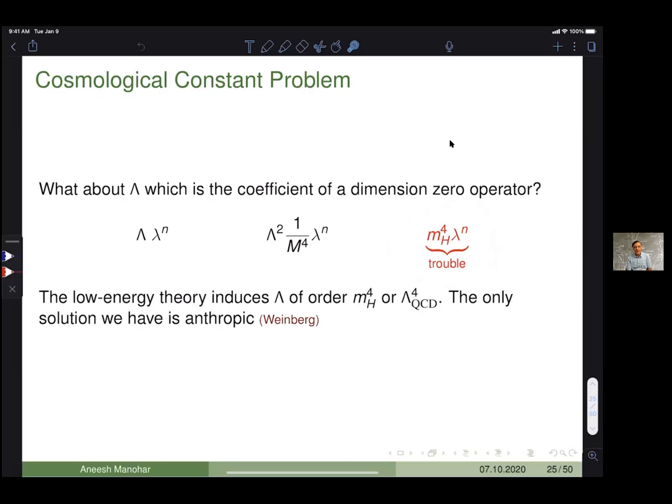So even if you had an EFT at the weak scale, the cosmological constant is a huge problem, because even in the low energy theory, the size of lambda isn't natural. Higgs corrections or QCD corrections give corrections to the cosmological constant which are many orders of magnitude larger than the experimental value. And right now, the only solution we have to this problem is anthropic.